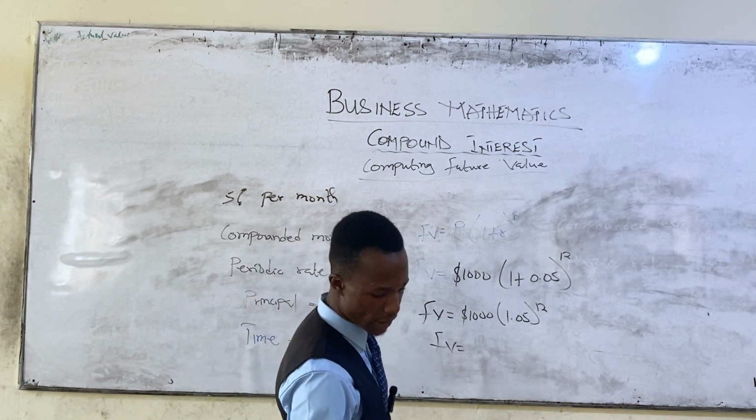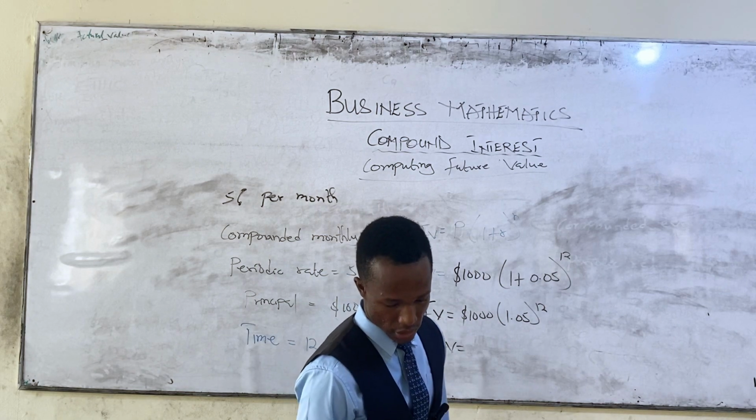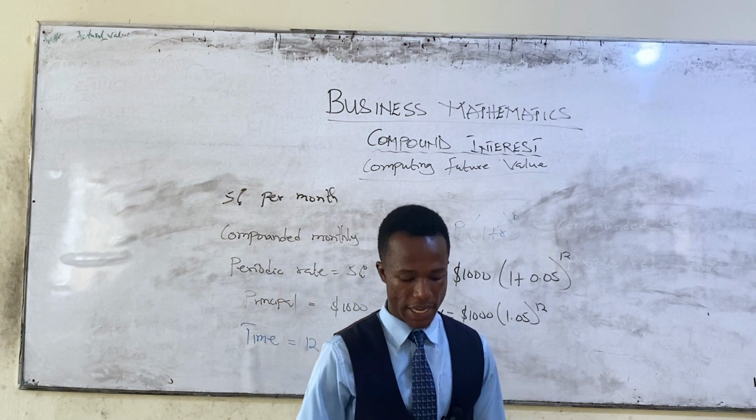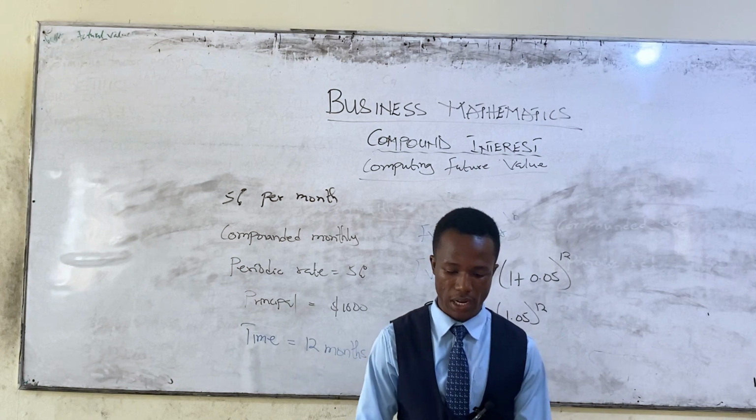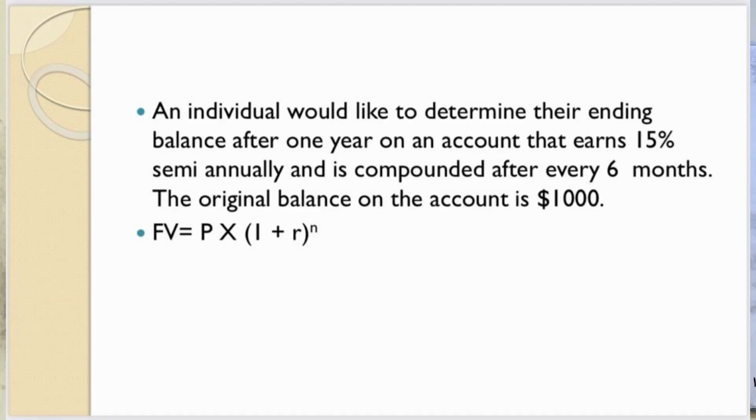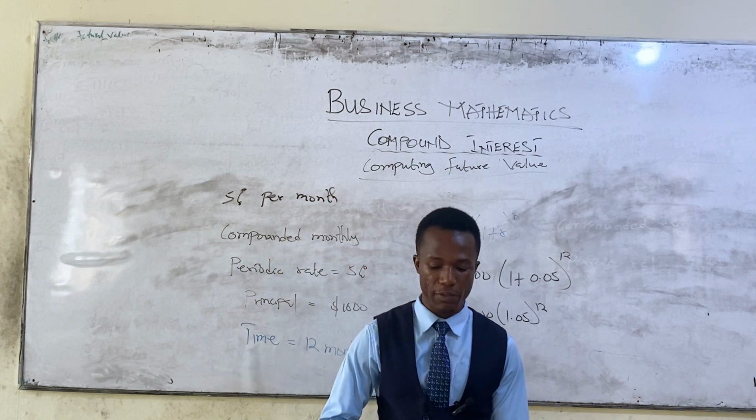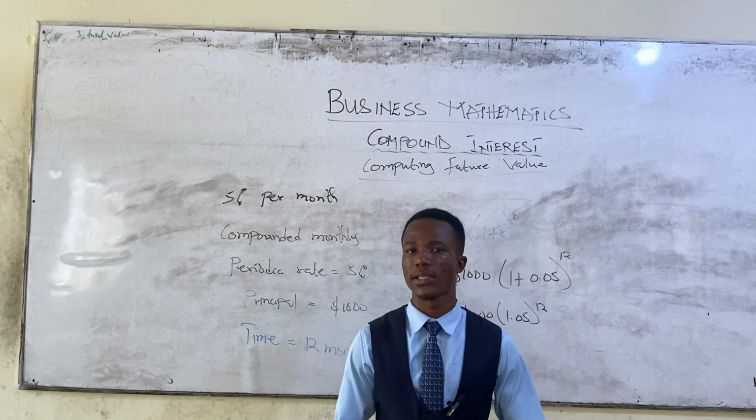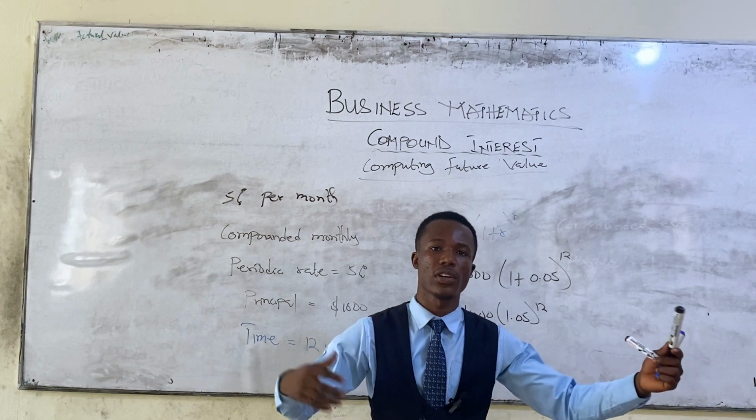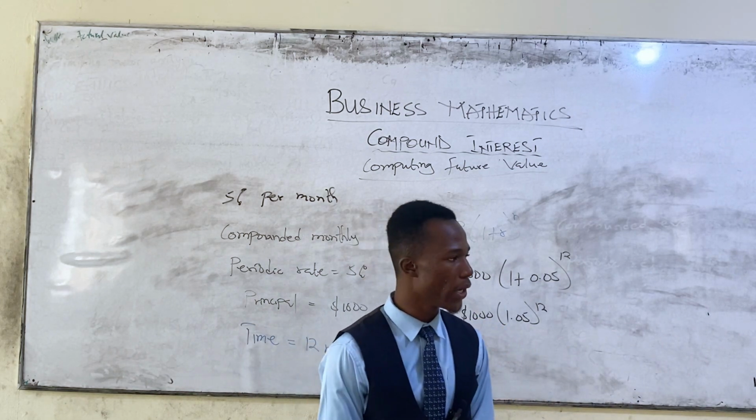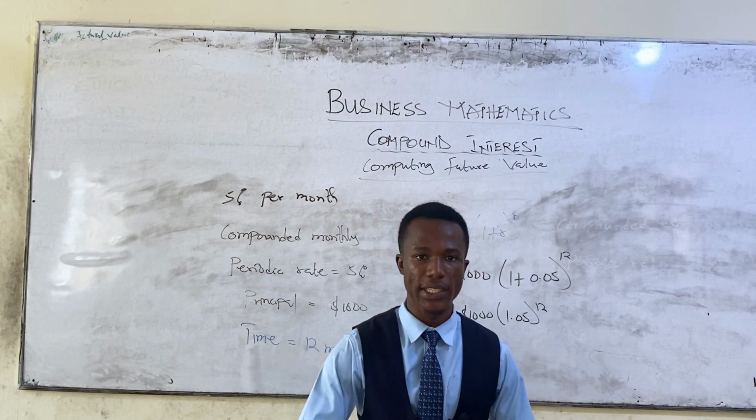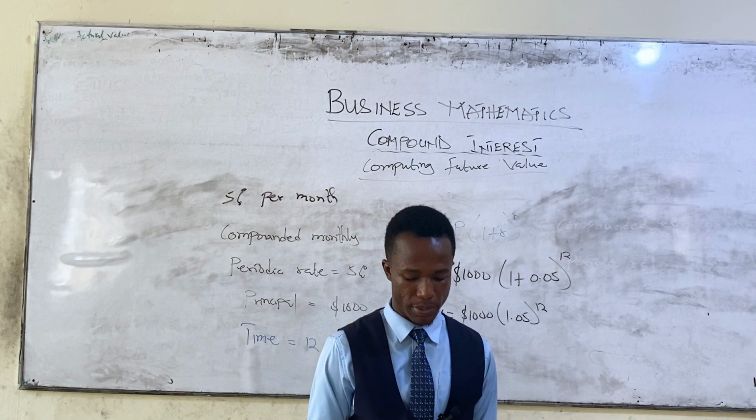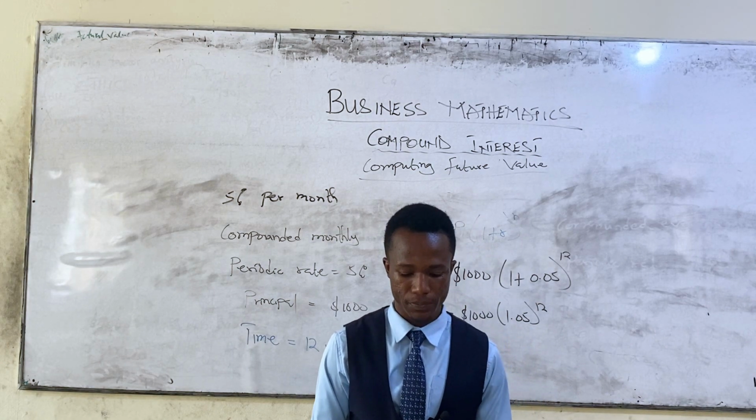So let's look at a similar question. An individual would like to determine their ending balance after 1 year on an account that earns 15% semi-annually and is compounded after every 6 months. So the rate is semi-annual, and the loan is compounded every 6 months. Every 6 months is the same as semi-annual. So semi-annual, semi-annual. It means we are not going to do anything to the rate. We are just going to maintain the rate, the 15%.